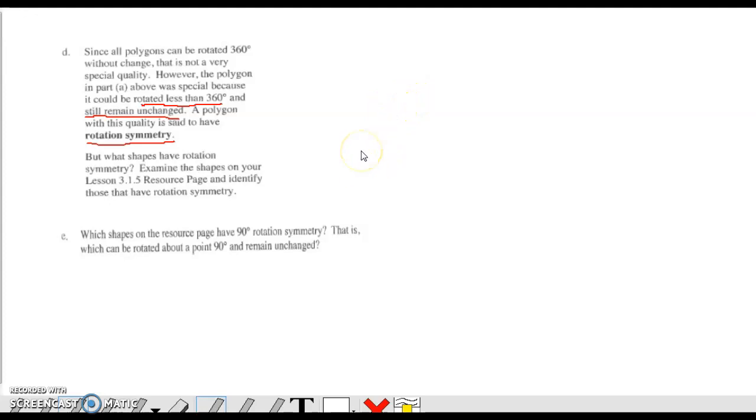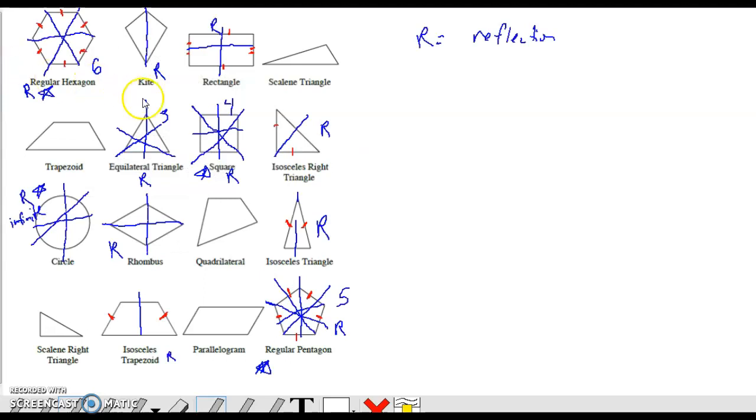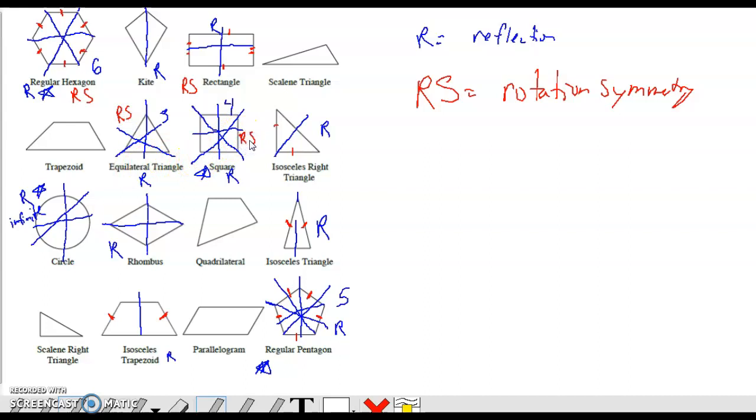All right, so if we're coming back for rotation symmetry, let's talk about which ones would have rotation symmetry. RS is going to be rotation symmetry. Okay, the regular hexagon will have rotation symmetry. The kite will not. The rectangle will. The scalene triangle will not. The trapezoid will not. The equilateral triangle will. The square will. Okay, the isosceles triangle will not.